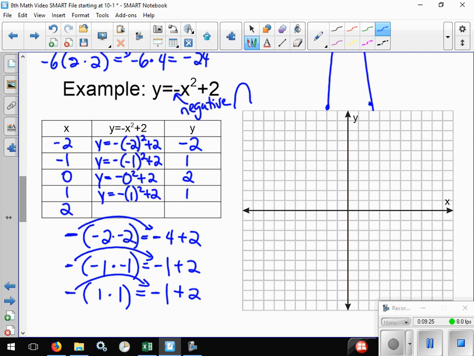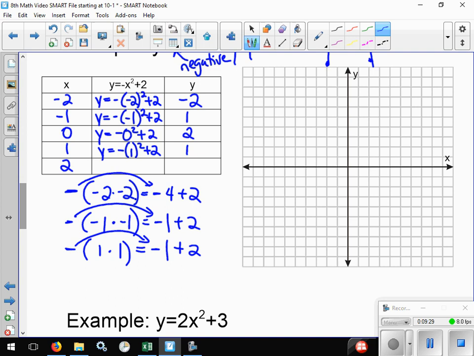Yes, I do want you to fill in. So if I do it, you do it. If I have to do it, you definitely have to do it. So it's negative. Now we're doing y equals negative 2 squared plus 2. So it's 2 times 2, which is 4. Bring over the negative, and that gives us negative 4 plus 2 is negative 2.